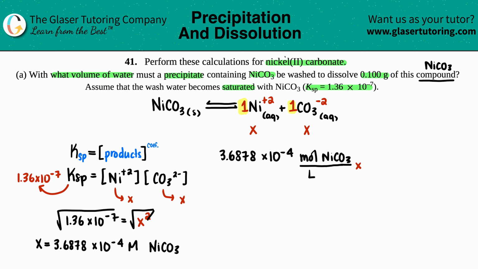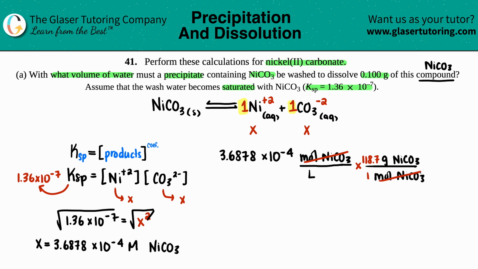Times by a ratio, right? Put the unit that you don't want on the bottom: mole of NiCO3. Grams of NiCO3 go on the top. And remember, 1 mole equals whatever the mass is of nickel carbonate on the periodic table. So periodic table's out. Let's find out what the molar mass of NiCO3 is. 58.69 plus 12.01 plus, there's 3 oxygens, so 3 times 16. And I got 118.7.